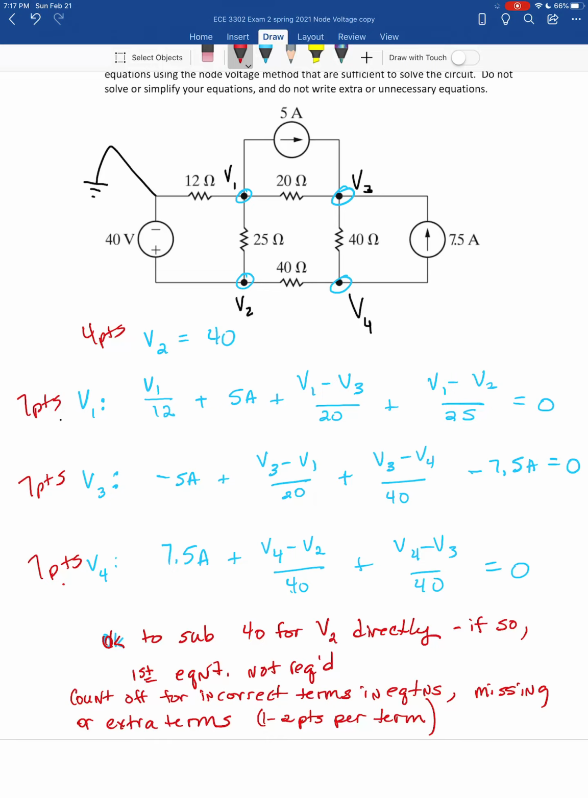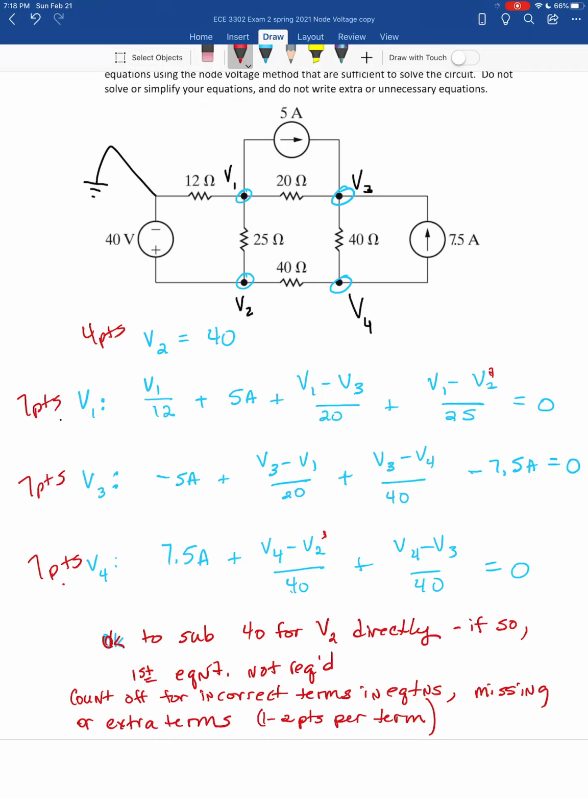I did say that it is okay if you did not have the first equation that said V2 equals 40, and if instead you wrote it directly into the three node equations. So in other words, everywhere you have a V2, if you substituted a 40 there, then we counted that okay, did not count off.